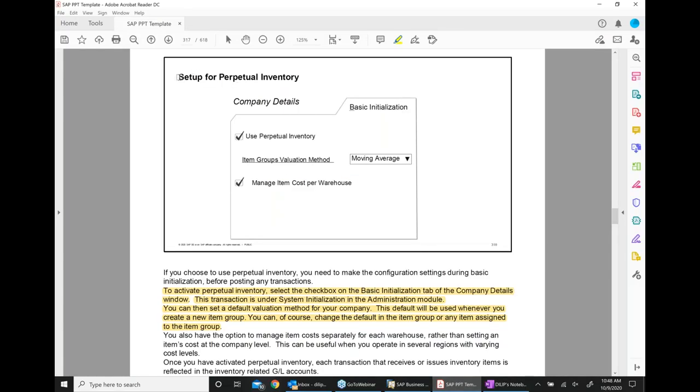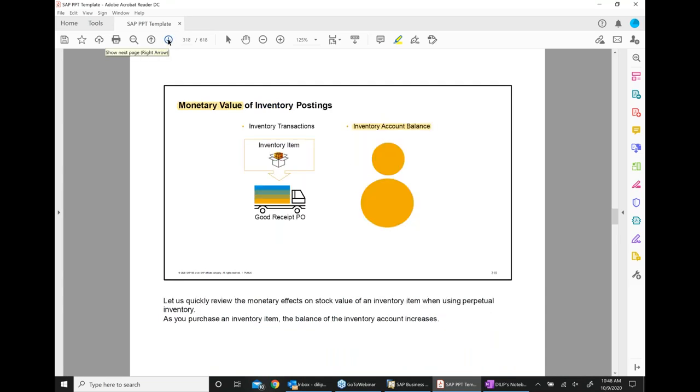So this is the setup of the perpetual inventory. This checkbox should be on. So there is a prerequisite. Only if this checkbox is on in the configuration, the system will do perpetual inventory setup. Otherwise, the system will not do perpetual inventory setup. Okay.